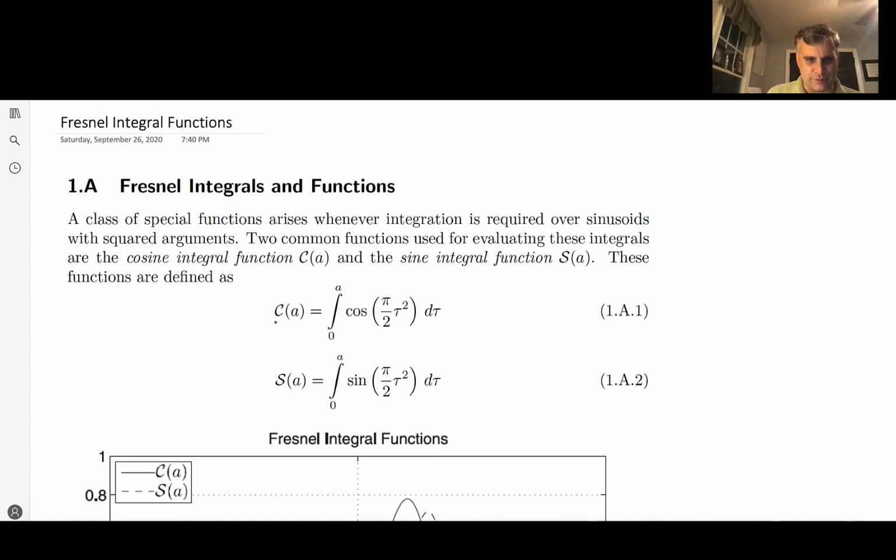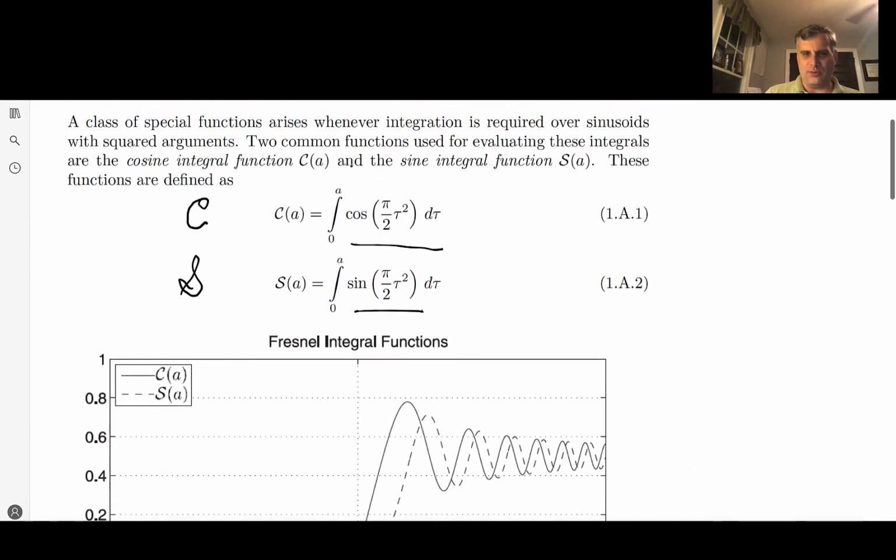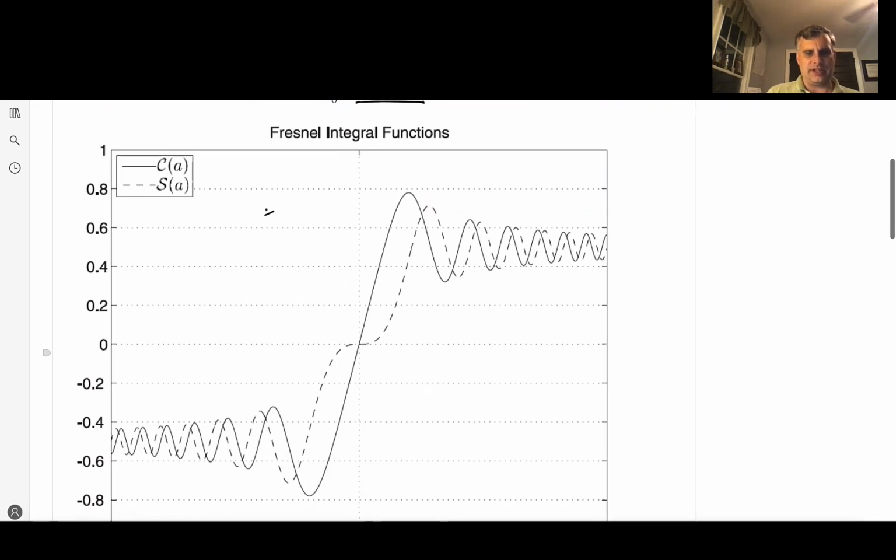The Fresnel integral functions. We define them exactly as we did in the previous thing with respect to sine and cosine, and one of the conventions is to give that function for the cosine a script C, and the sine a script S. And here's what they look like when you graph them. Note here we're defining them as definite integrals from 0 to some value a. And because these are odd functions, if a is negative, it's just the exact same value as if it were positive with a minus sign in front of it. Here's what they look like.